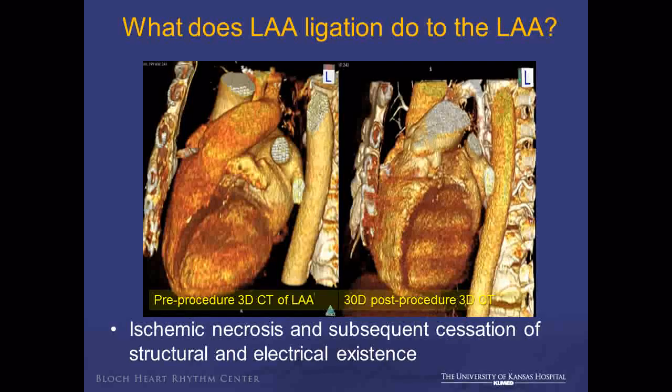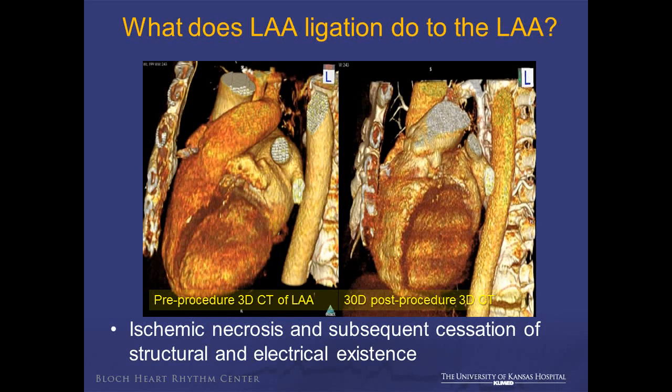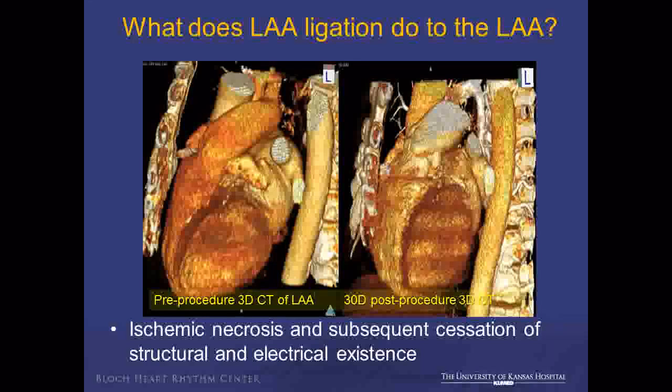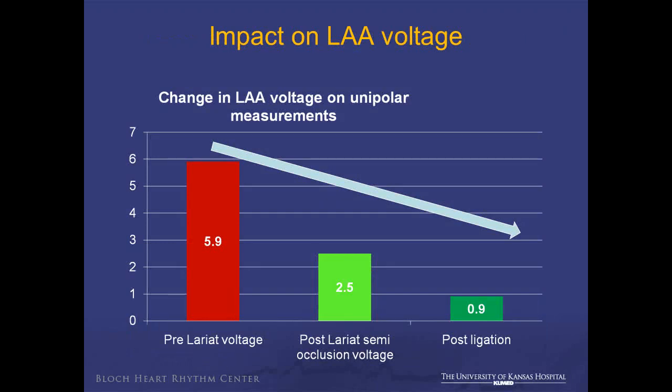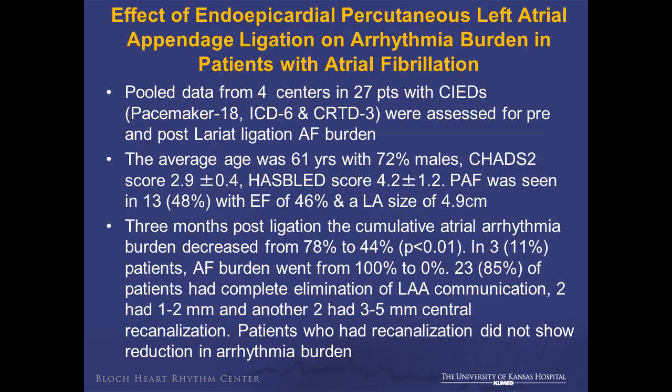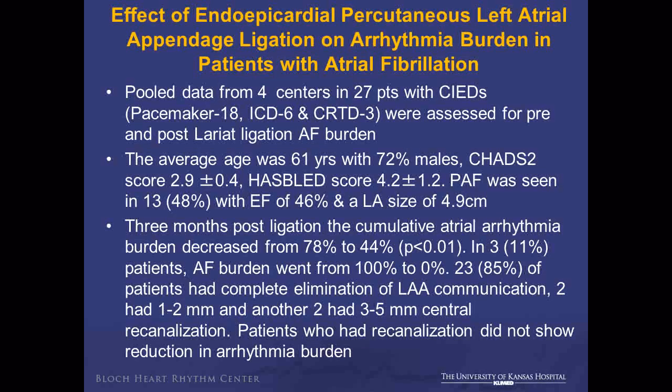What does ligation do to the left atrial appendage? As we discussed earlier this morning, it becomes shrunk and becomes a fibrotic structure, and finally it gets eliminated both structurally as well as electrically. So what does it do to the left atrial voltage? This is a small study that we have done in our lab. This is the pre-LARIAT ligation voltage, post-LARIAT with semi-occlusion, and then post-ligation after the injury current subsides, the voltage that you measure from the left atrial appendageal surface actually dramatically goes down.